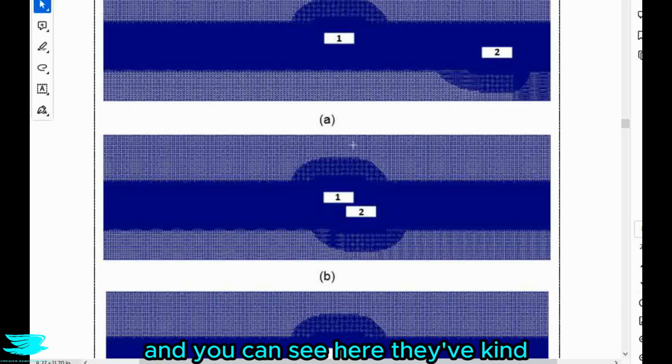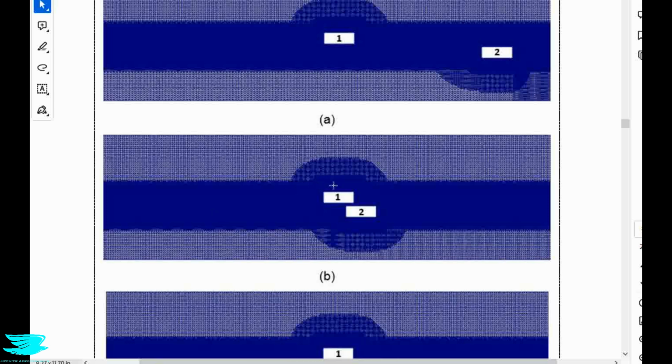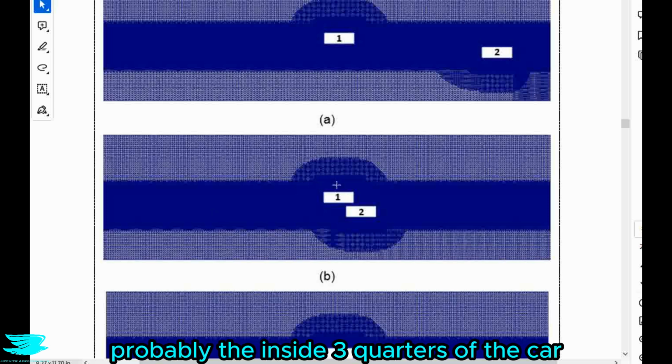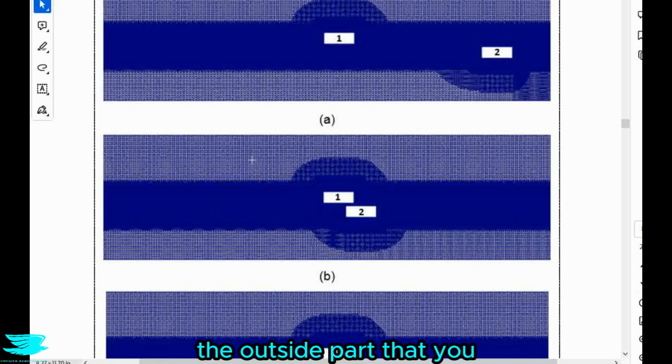And you can see here, they've kind of done that for probably the inside three quarters of the car. The outside part, they do have a less refined mesh in the global domain, and that's because, again, the wake from that isn't that important because it's not hitting the downstream car. So they had to balance quite a few things going on here.